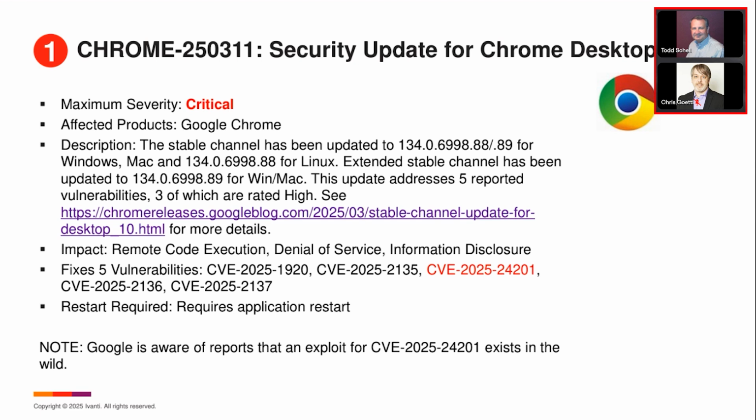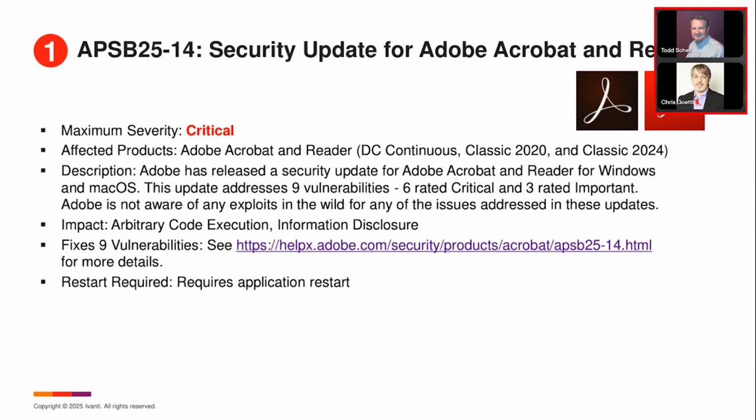Chris mentioned the Chrome update that came out with the 0-day vulnerability. There were some questions in the chat around this as well. It's CVE-2025-24201. I have highlighted it there in red. It did come out, like Chris said, on Monday with that particular Chrome release, so be aware of that one. Make sure you get this into your round of updates shortly.